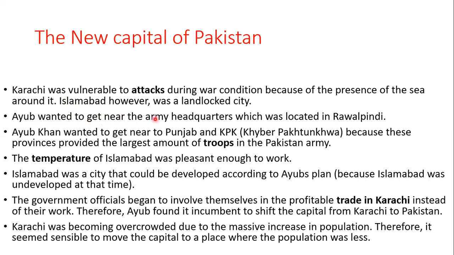Ayub Khan wanted to get near the army headquarters, which was located in Rawalpindi, maybe. Ayub Khan wanted to get near Punjab and Khyber Pakhtunkhwa, because these provinces provided a large number of troops to the Pakistan army. That is speculation, but it is right that by placing Islamabad here, the people of Kashmir, KPK and Punjab are equally connected. And it is also reachable for the people of Sindh, because modern infrastructure, roads, motorways and highways have reduced the hardships of time.